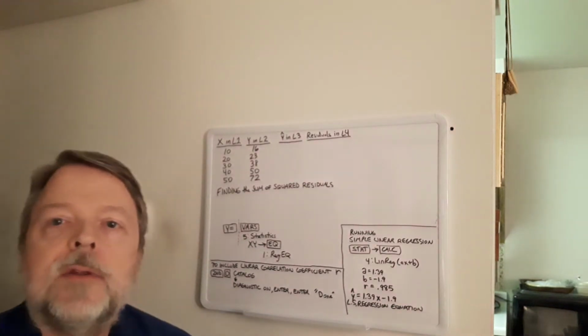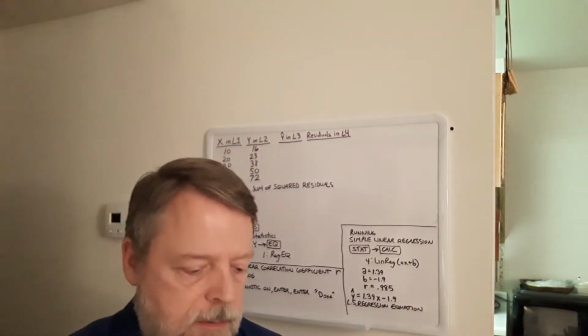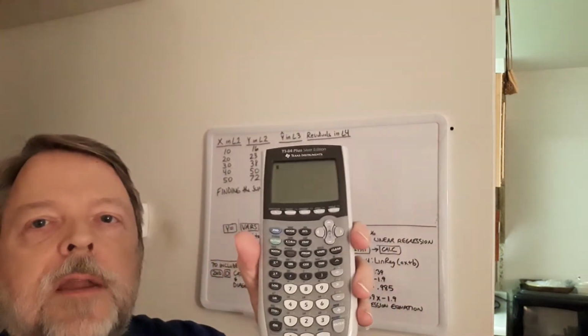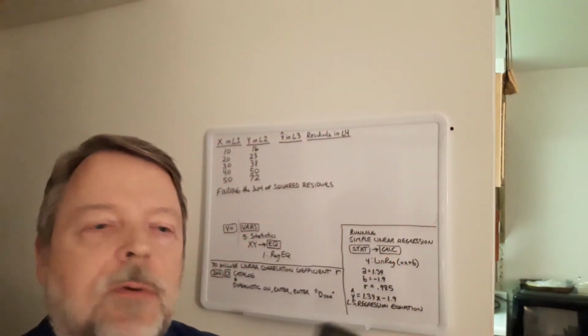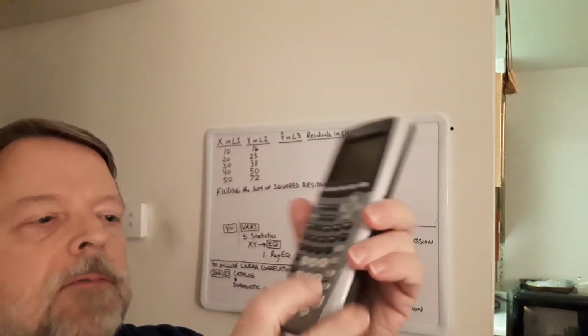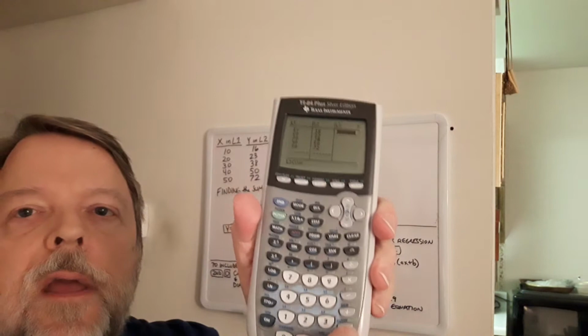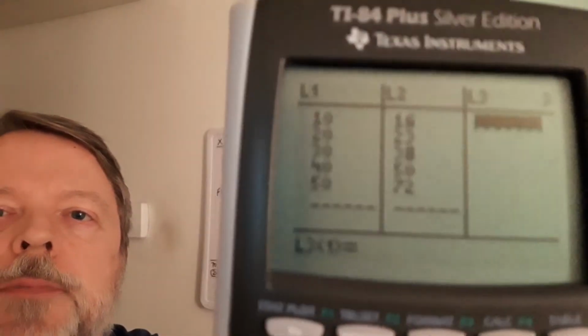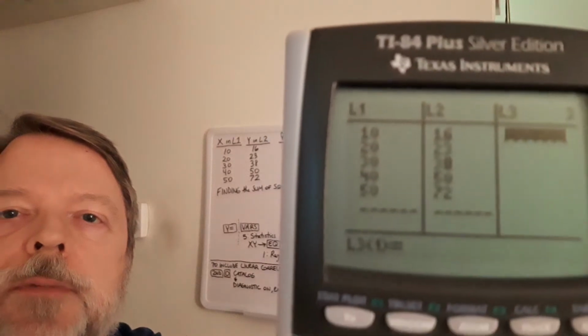So the first thing I want to do is to put this data in our calculator. If you have this kind of calculator, to get into what I call the L columns where you store data, you do your stat button followed by enter. And there you see I have gone ahead and keyed those in. L1 is my X values, L2 is my Y values.